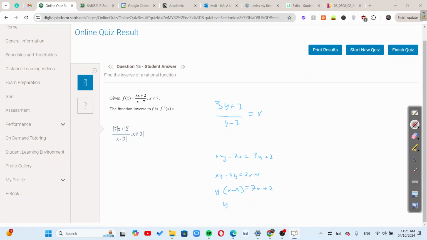And then you're going to divide by x minus 3 on both sides. You already probably know this because I repeated it like a million times. So y equals 7x plus 2 over x minus 3. And now you need to see what makes the denominator 0. 3 minus 3 equals 0, so your x cannot be 3. And there you have your answer.